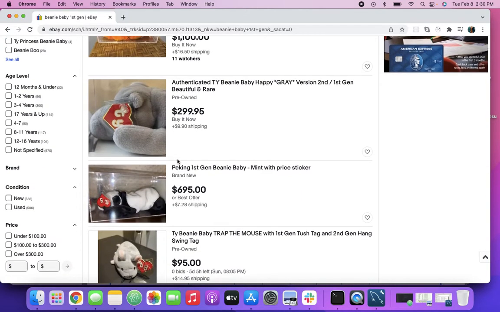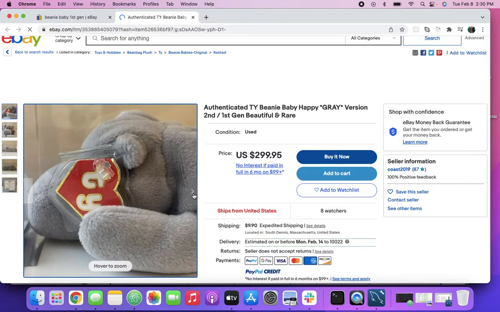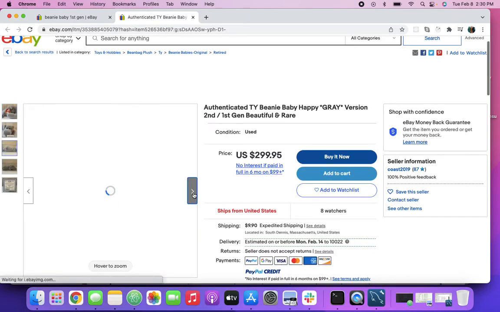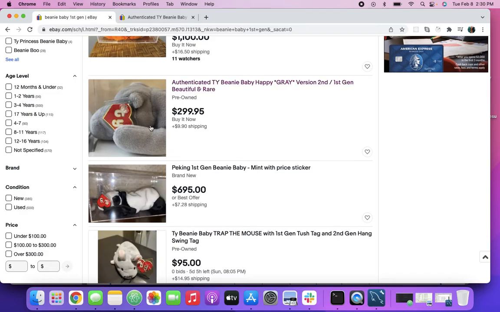We got our Gray Happy. Let's see if it's a mint. Hang tag, it's close. Right, it looks like there might be some creases there. Let's see what Becky said. Nope, not mint. So non-mint, I would say it's worth a little less than this, but maybe in the 200 to 300 range.